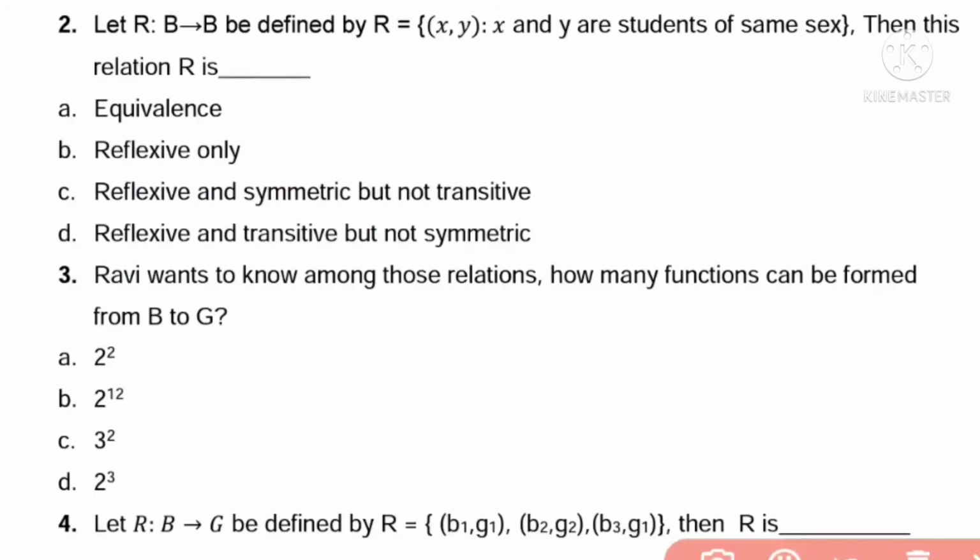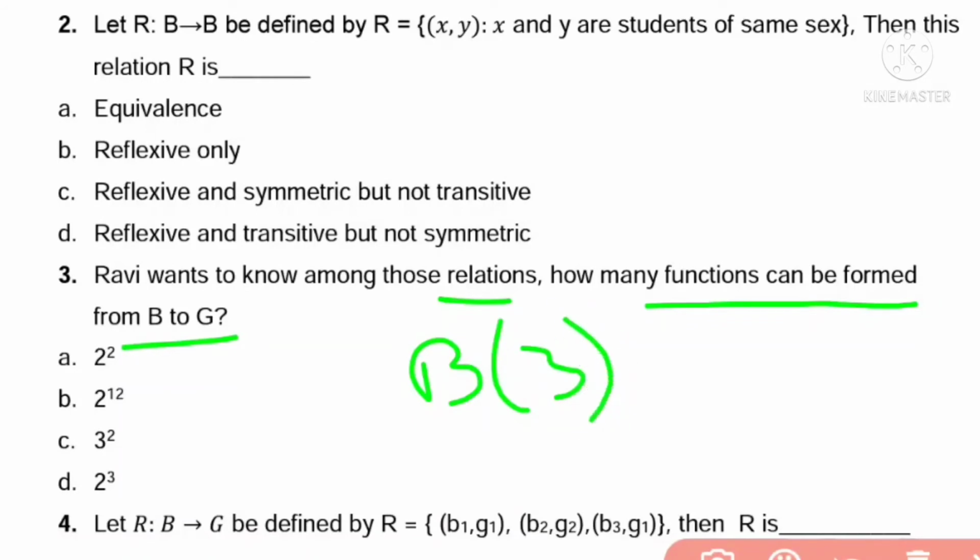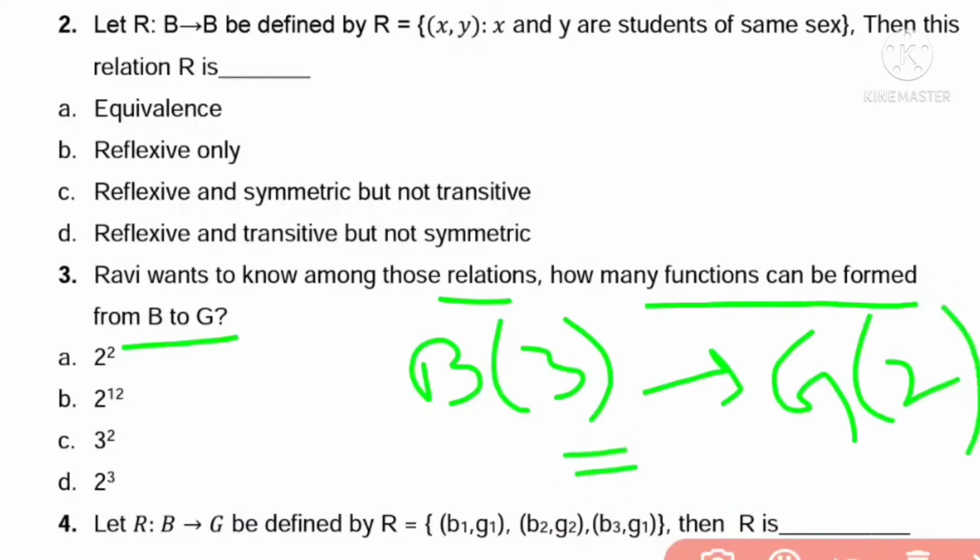Ravi wants to know among those relations how many functions can be formed from B to G. In the boys group we have 3 elements, and in the girls set we have 2 elements. So the number of functions will be 2 power 3. The answer is D.